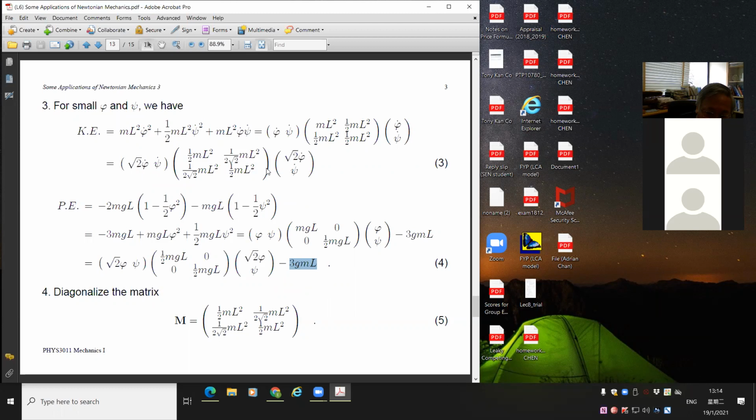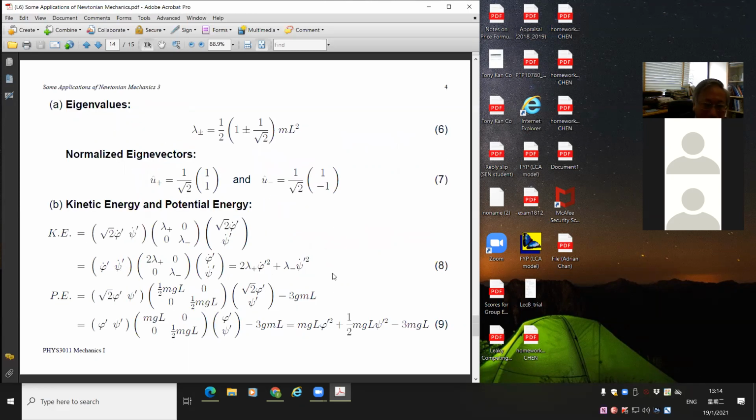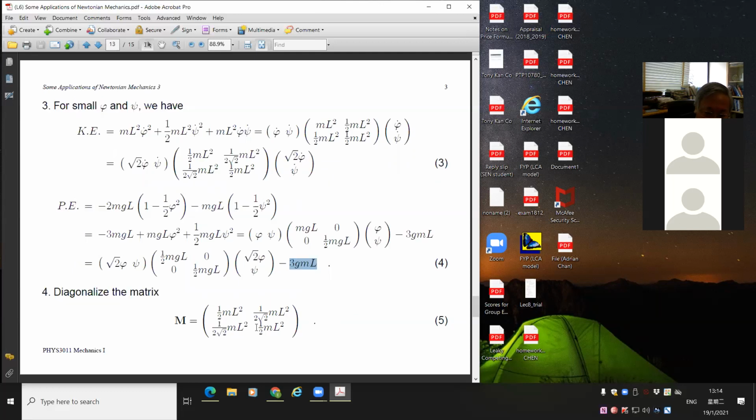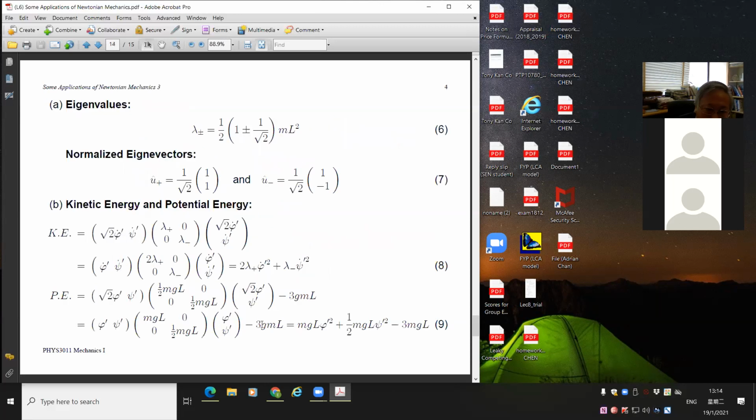Now, the kinetic energy is not in diagonal form. So we want to diagonalize the kinetic energy, all right? So we try to diagonalize this mass matrix. I call it the mass matrix, okay? So we solve the eigenvalue problem using the standard procedure that we discussed before. Then we have two eigenvalues, lambda plus and lambda minus. And then in terms of these two eigenvalues, we can determine two normalized eigenvectors. All right, two normalized eigenvectors.